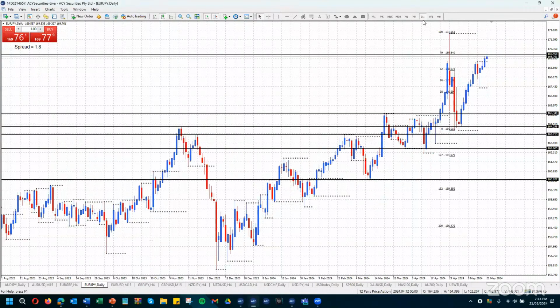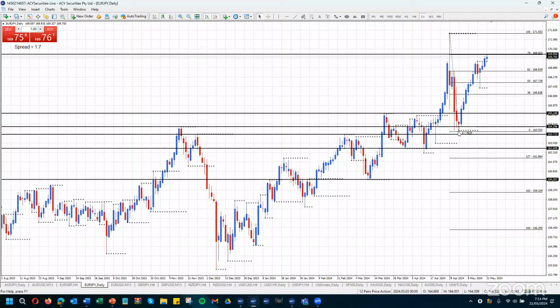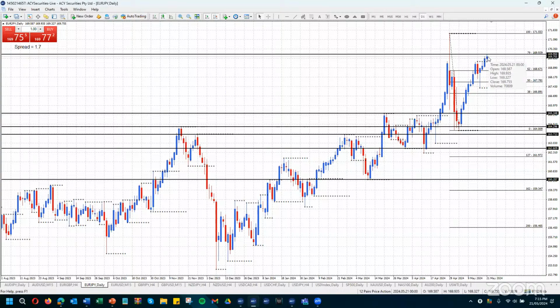So on the day chart here, this is where we had this big rejection, move down, then we'd be coming all the way back up. So we're kind of sitting at the 79% area, which overlaps with that major monthly high point. And that's at 169.95, and today we've been up to 93.5. So 1.5 pips short.